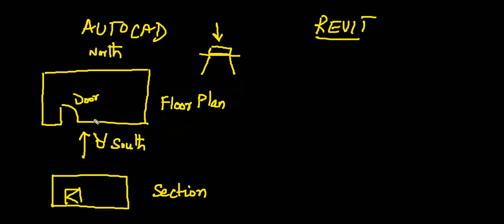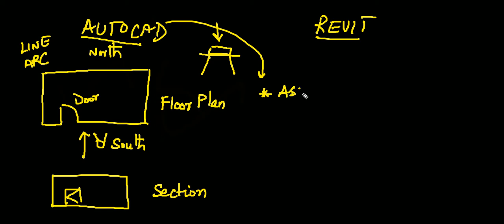We are talking about AutoCAD now. In AutoCAD, it does not know this is a wall or this is a door. It knows this is a line, this is a line, this is a line, line and arc. And we make an assumption in AutoCAD. What is the assumption?